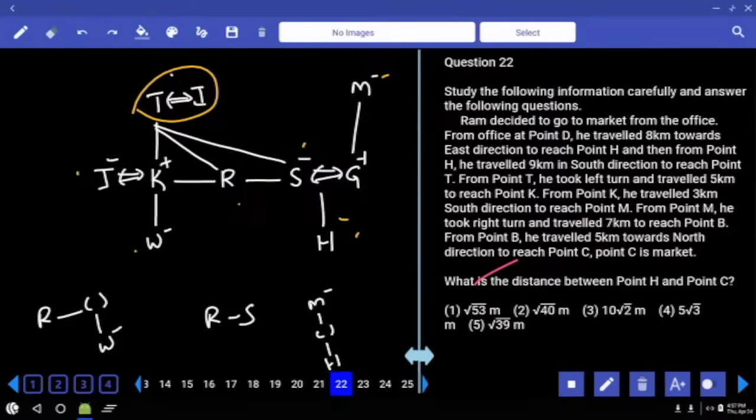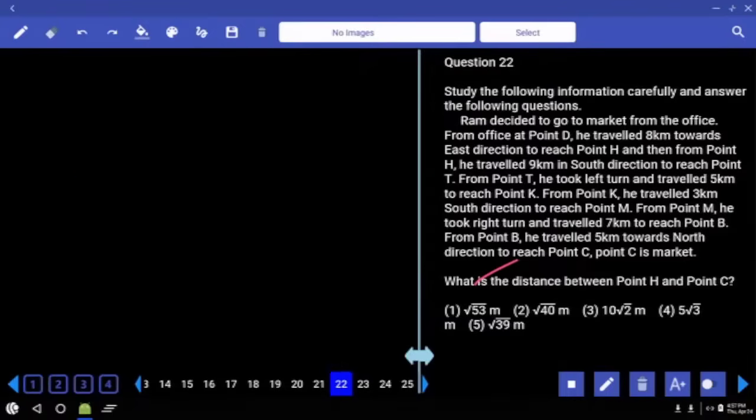Then 22 to 24, first priority. Question numbers 22 to 24. Now what is given here? Ram decided to go to the market from the office. A is the office. From the office at point D, he traveled 8 kilometers.